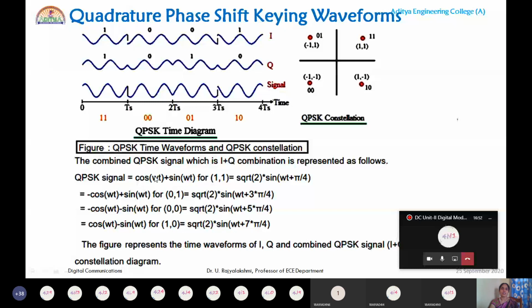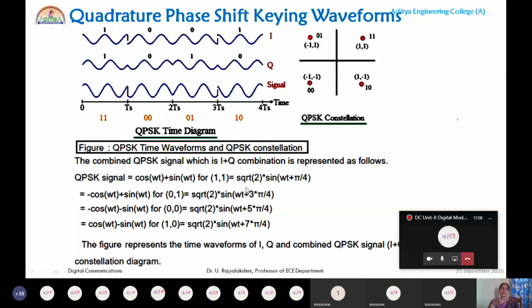Now take root 2 as common from this. So you will get 1 by root 2 into cos omega ct plus 1 by root 2 into sin omega ct. So you can represent 1 by root 2 as cos 45 degrees, and here 1 by root 2 as sin 45. Okay. So you can represent it as sin a plus b. So that's why sin omega t plus pi by 4. B is how much? 1 by root 2 cos. So you can write it as cos 45, 1 by root 2, or sin 45 is also 1 by root 2. So that's why you can get sin a plus b.